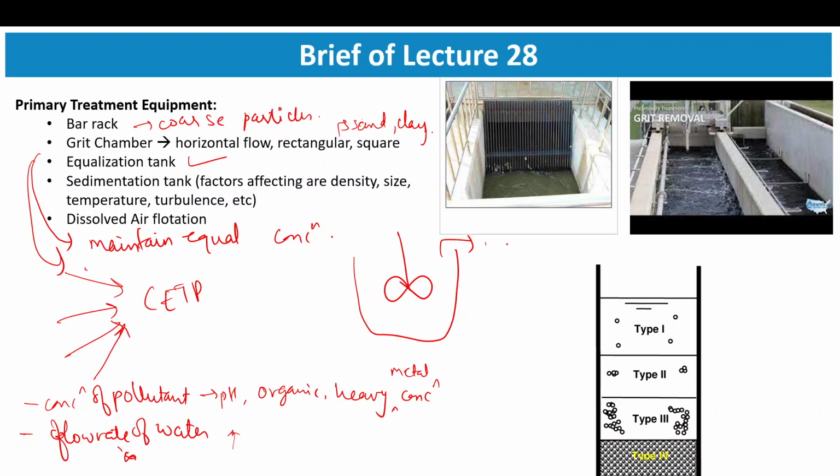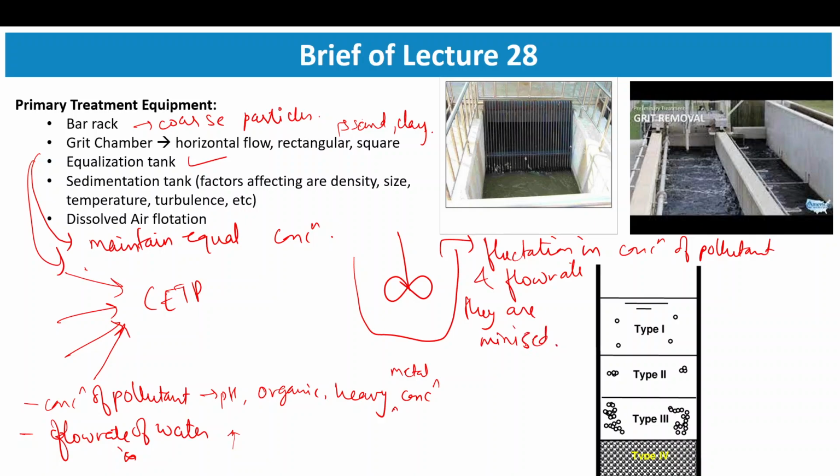So now here, the fluctuation in concentration of pollutant and flow rate are minimized. Okay. So this is the main usage of the equalization tank.